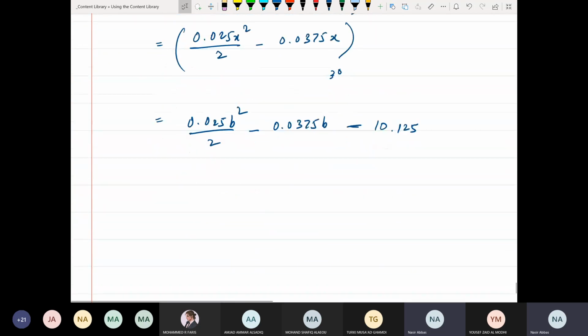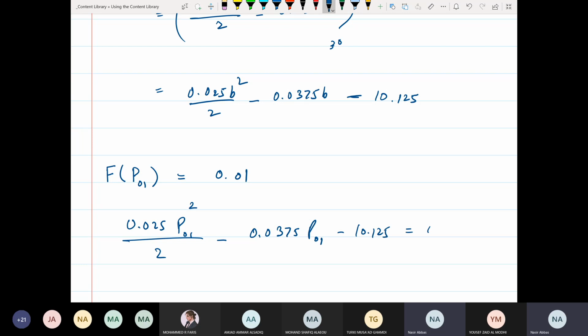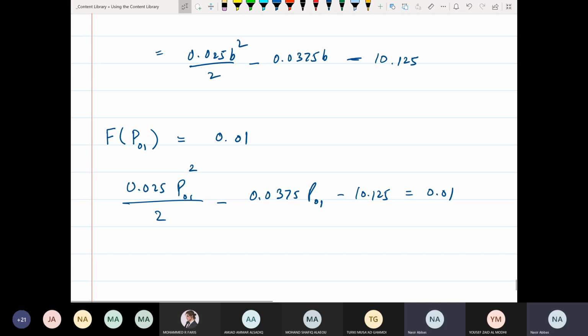When you do it, you put this capital F of, let's say, P1 equal to 0.01. So what you do is, you do 0.025 P01 square over 2 minus 0.0375 P01 minus 10.125. You put it equal to 0.01. You solve this equation, you will get the percentile somehow using the formula of quadratic equation.